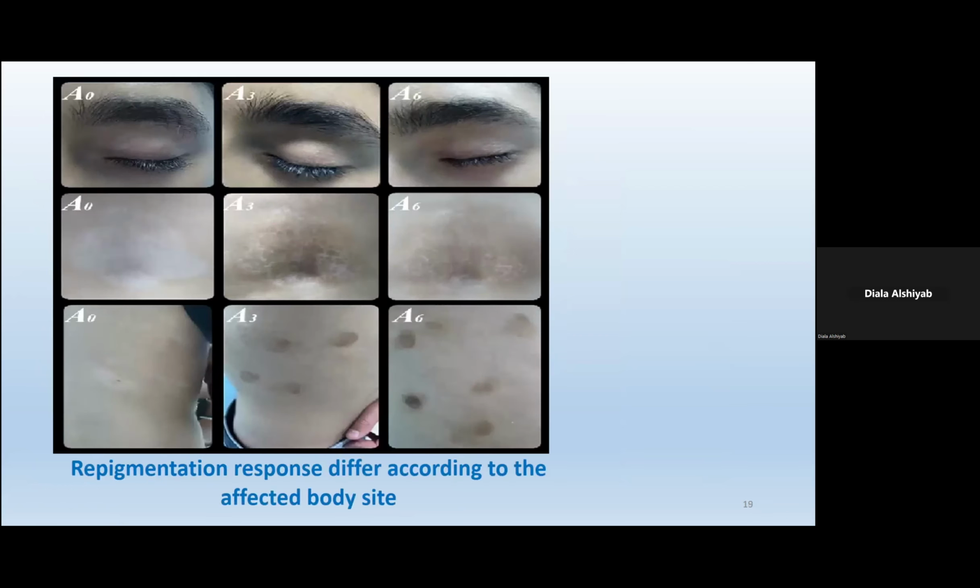Another patient has pigmentation response that differs according to different body sites. This patient saw excellent response around his eyelid. This patient was on excimer light with tacrolimus. Also, you can see over his anterior upper face, he has a dramatic response after 6 months of treatment, and over his trunk, you can see the significant response after 6 months.